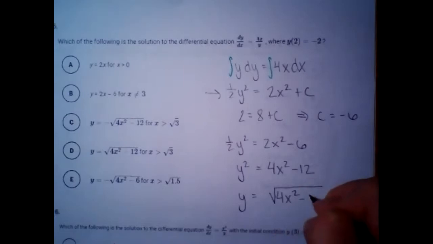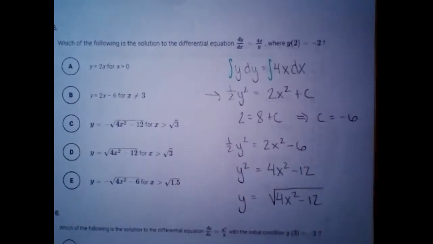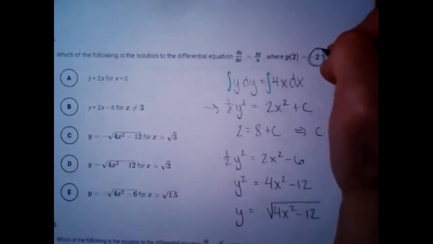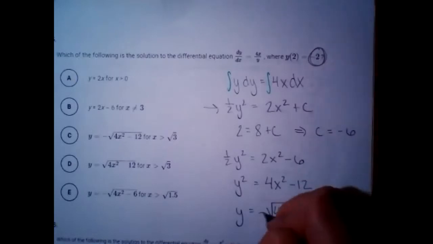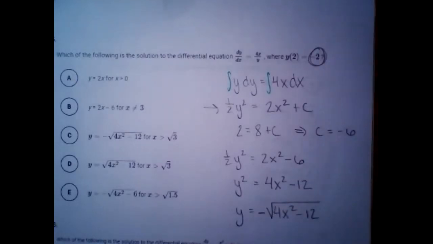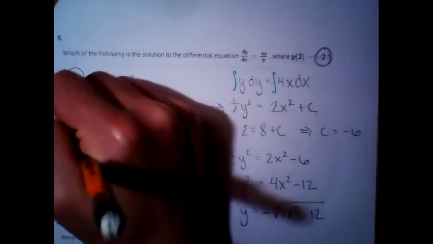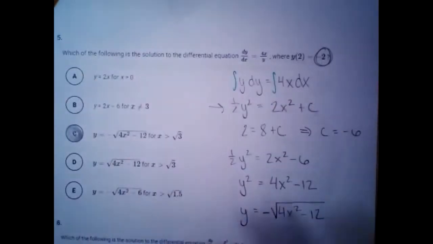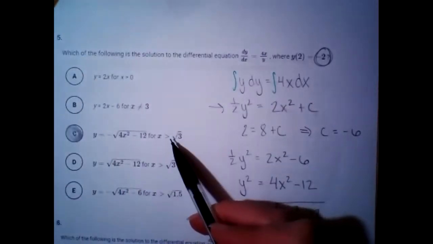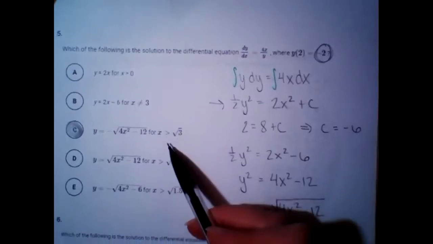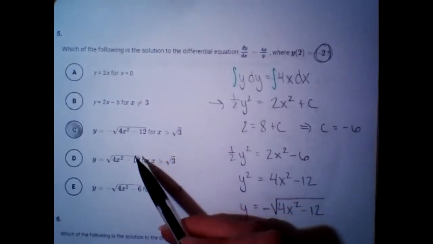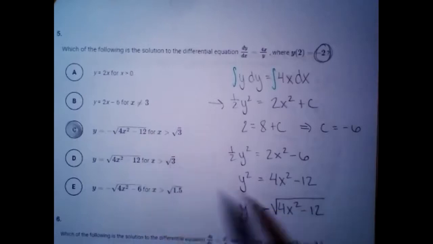Now we have to decide whether we want the plus or minus, and this initial condition had a negative y value, so we want the negative. And so that one's going to be C, which you can narrow down from the other choices. But they do have this x greater than -3. That didn't really come into play because this was the only equation that matched what we got.